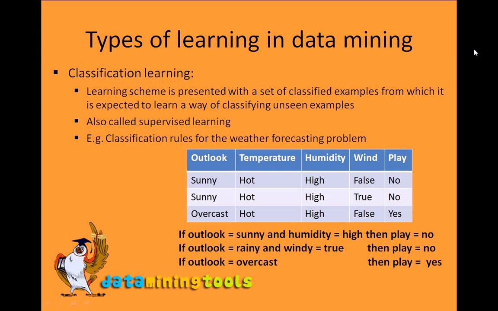For example, let's check this table. In this table, we are using the attributes outlook, temperature, humidity, and wind to predict the attribute play. The attribute which needs to be predicted is also called a class. By using this table, we have derived the following three classification rules. This is how classification learning takes place.